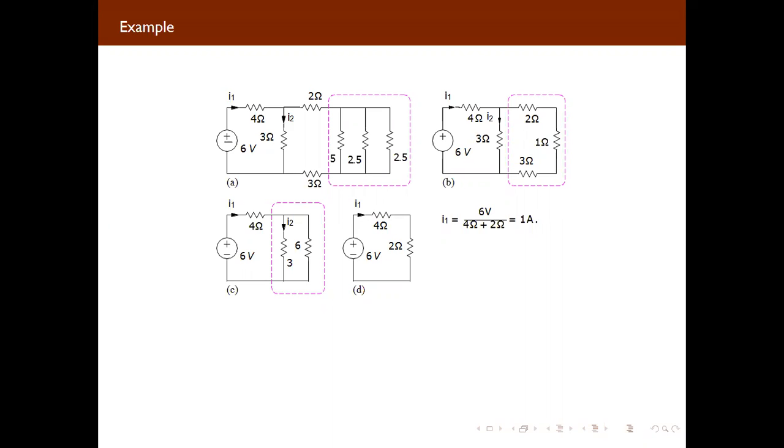So V, what is given here? 6 volt is given. So you can take 6 volt. And the resistors are both in series. So you can take 6 volt upon 4 ohm plus 2 ohm. That will be 6 upon 6. So you will get 1. And we are using the unit for current as the ampere.